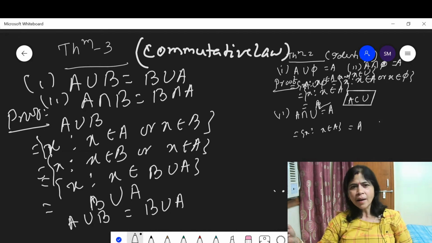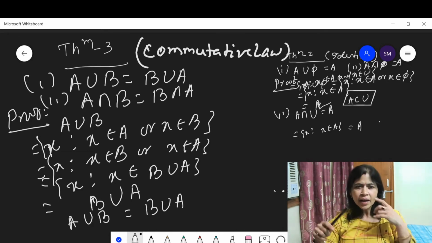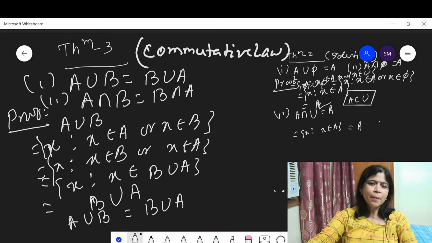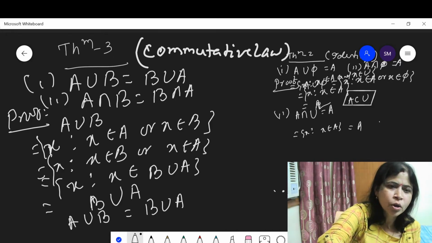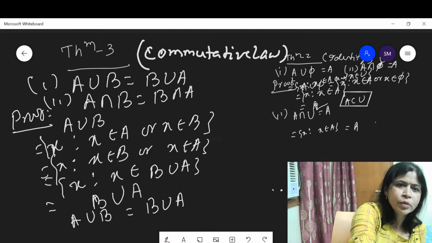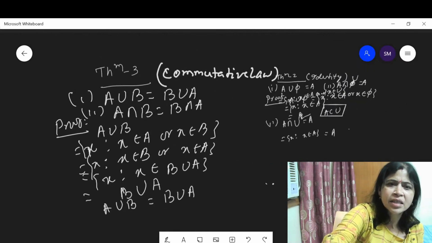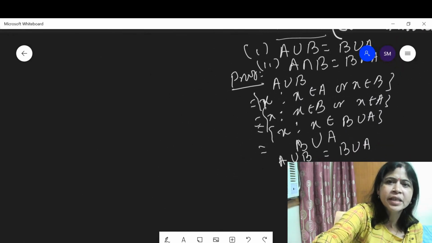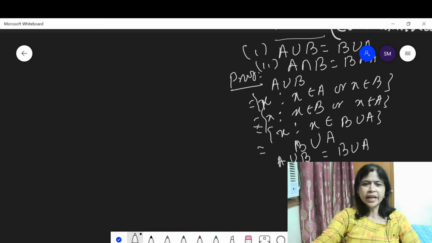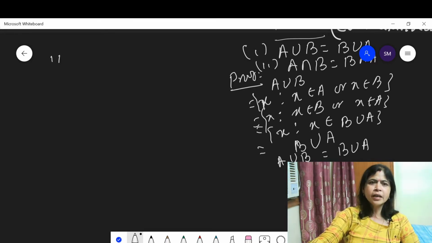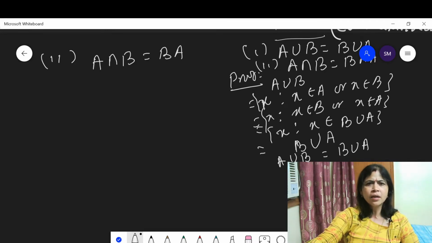Am I right? Yes. Now prove the second part of the theorem. In the second part of the theorem, we have to prove that A intersection B is equal to B intersection A. Now let us prove.